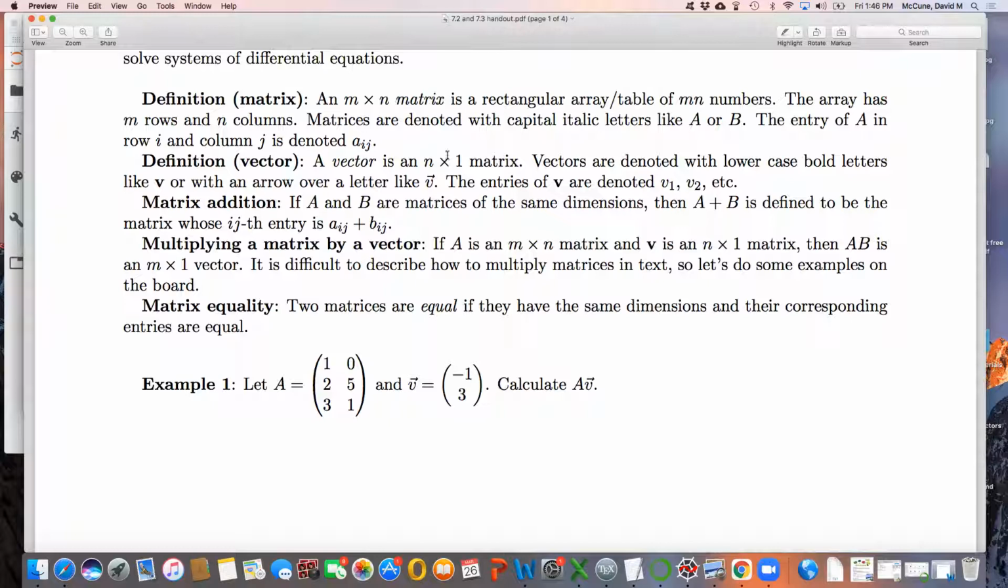Okay, so anyway, the table has m rows and n columns. So an m by n matrix comes with dimensions associated with it: m rows and n columns. You use capital letters to denote a matrix, and a given element is identified by its location in the table like that. So row i, column j, A sub ij is the entry at that spot.